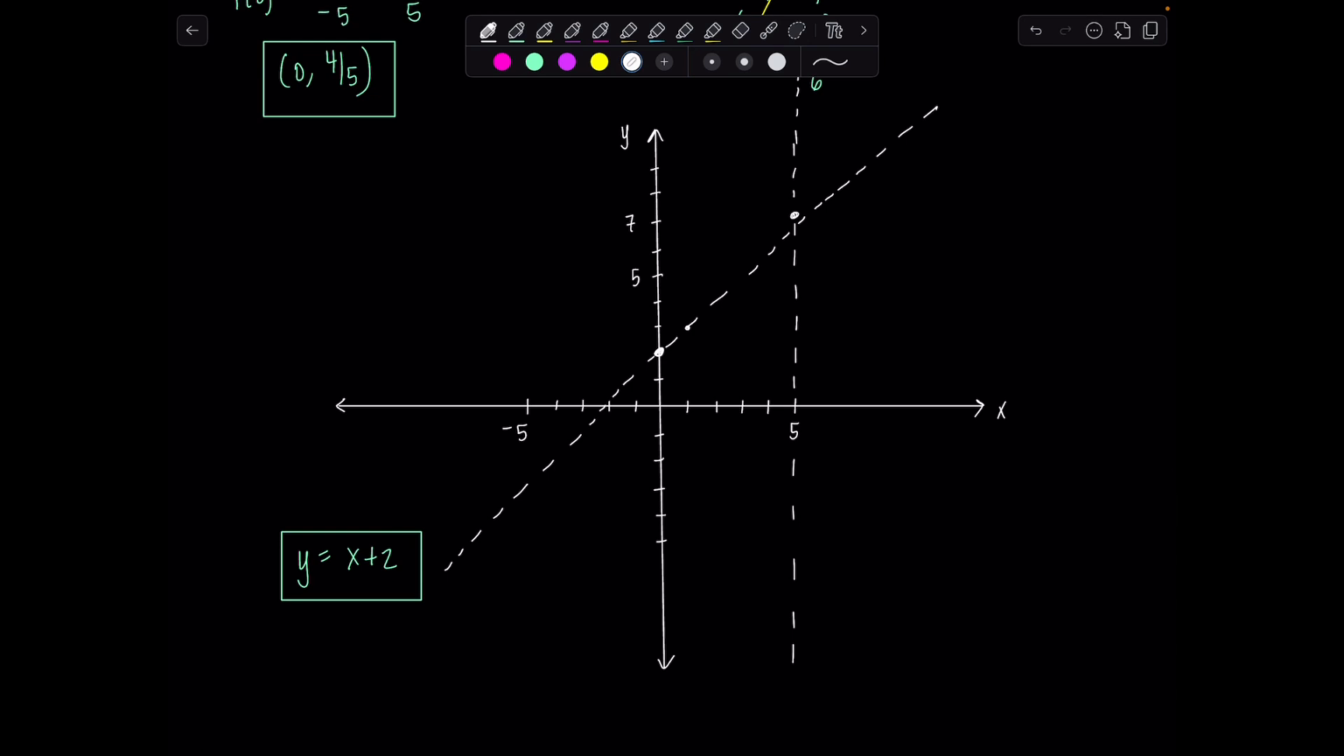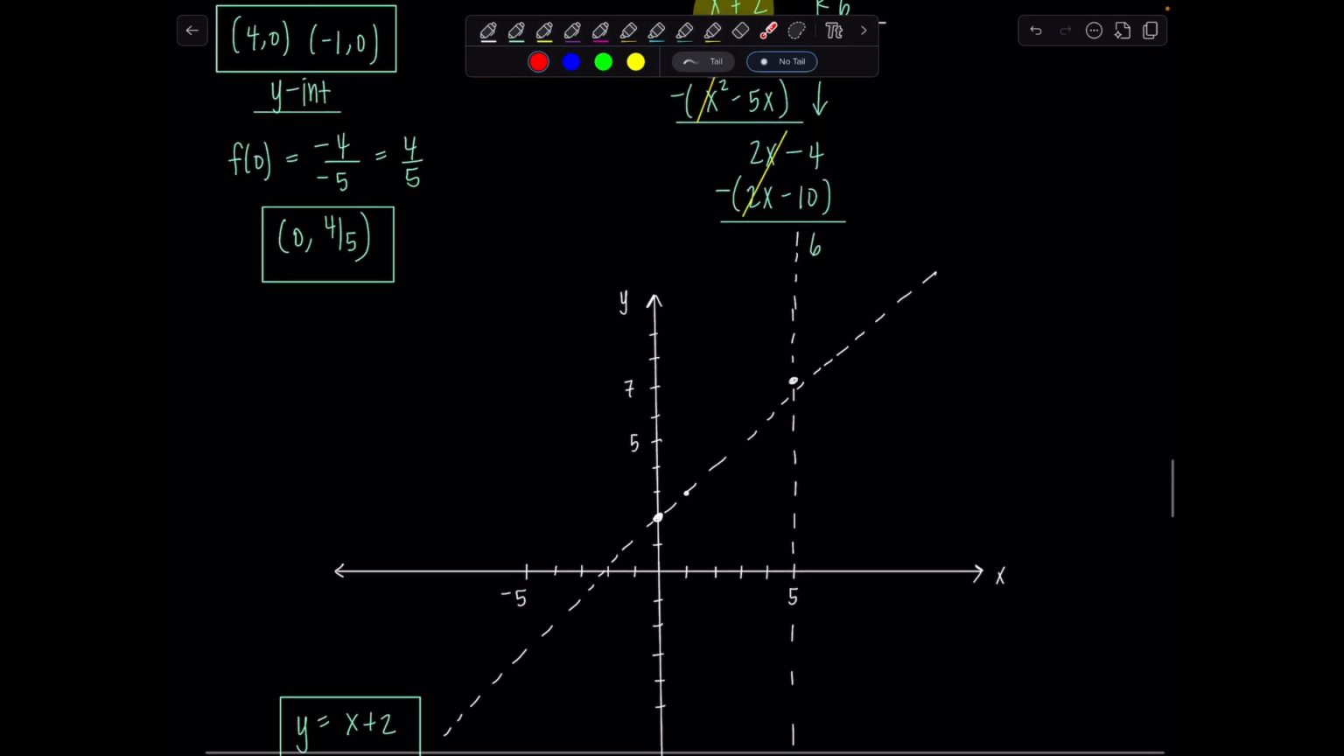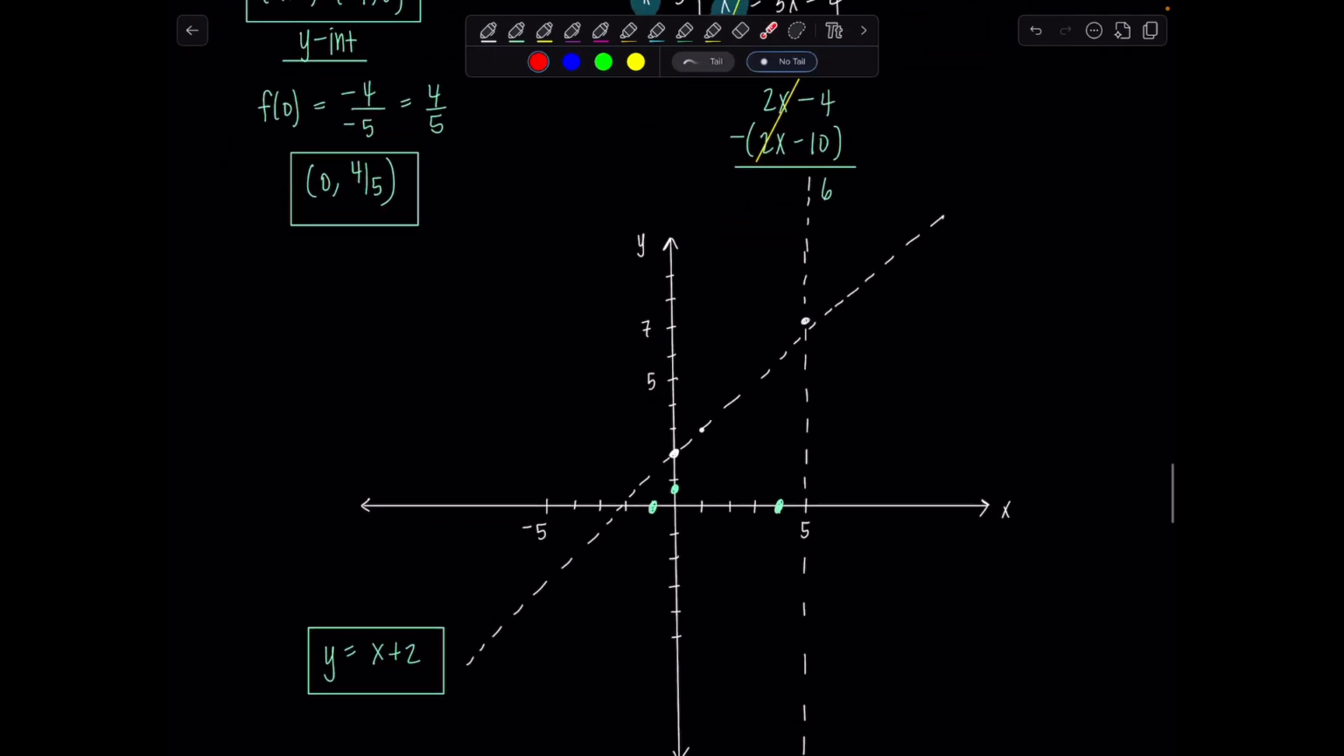Good? Yes, so nice. So I gotta see, is the graph sitting here and here, or is it out here and out here? So let me add more points. We have our x-intercepts 4, 0, negative 1, 0, and then 0, 4/5 is my y-intercept. Okay, so I know it's gonna be in this piece here, and then this piece here, right? Let me get this out of the way. Okay, there we go.